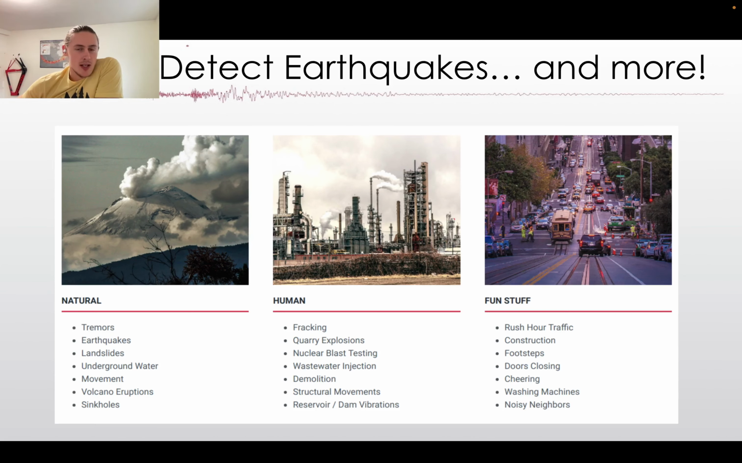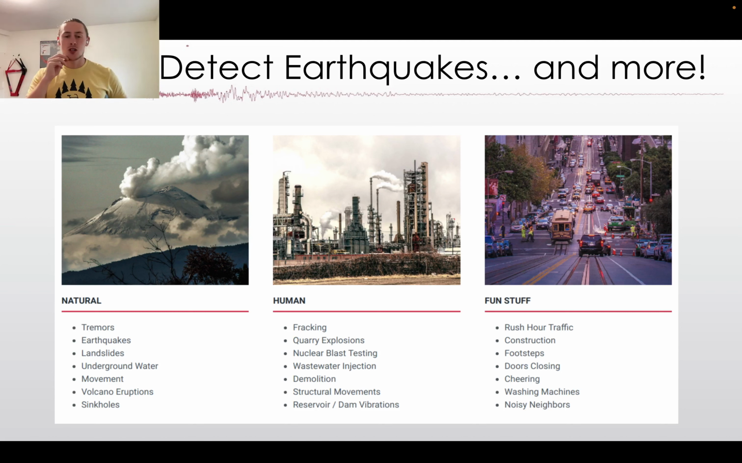So with the Raspberry Shake, right, you can detect earthquakes, all these tremors. You can detect all sorts of things other than earthquakes, and that's what I really want to highlight for you guys. You can detect landslides. If your community has landslides, that's how most landslides that aren't in areas where people live are detected, is actually because of seismographs, and your Raspberry Shake can do that. Water movement, volcanoes, sinkholes. You can detect all sorts of things: fracking, explosions, nuclear testing, wastewater injection, demolition. Any of these things, you can actually detect whatever is vibrating.